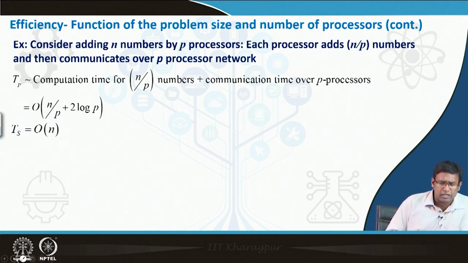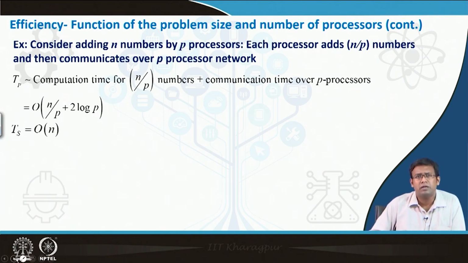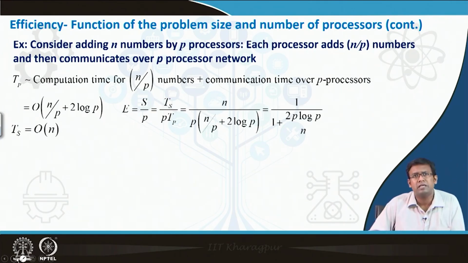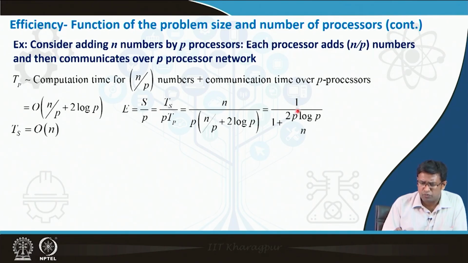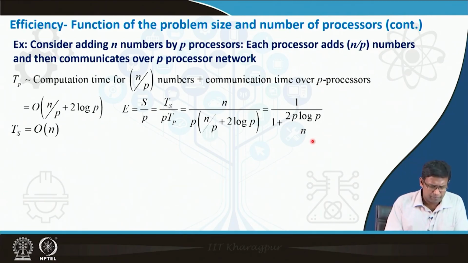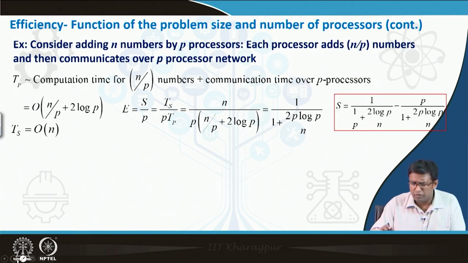Now, if we try to do it in a single processor sequential system, there are n numbers, they will be added, there will be n floating point operations, therefore the computing time will be of the order of n. So what will happen to the efficiency, that is S by P or Ts by P Tp? We can see efficiency is 1 divided by (1 plus 2P log P by n). And speedup will be efficiency multiplied by P, which is P divided by (1 plus 2P log P by n).